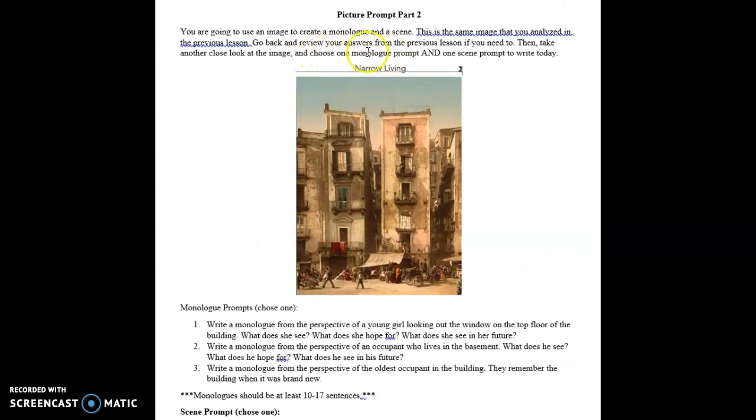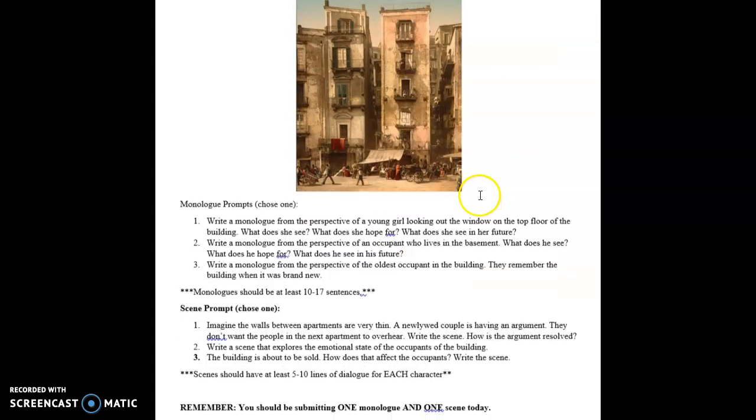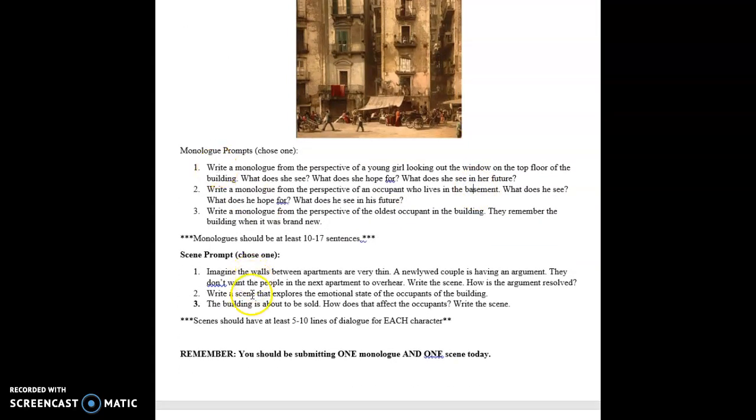So the directions say to choose one monologue prompt and one scene prompt to write about today. So you'll write one monologue and one scene. In the past you've written a couple of scenes and a few monologues, but now I'm going to have you write one of each. But you're not going to answer a whole bunch of questions like you did in the last class. That was your pre-writing to help you start thinking.